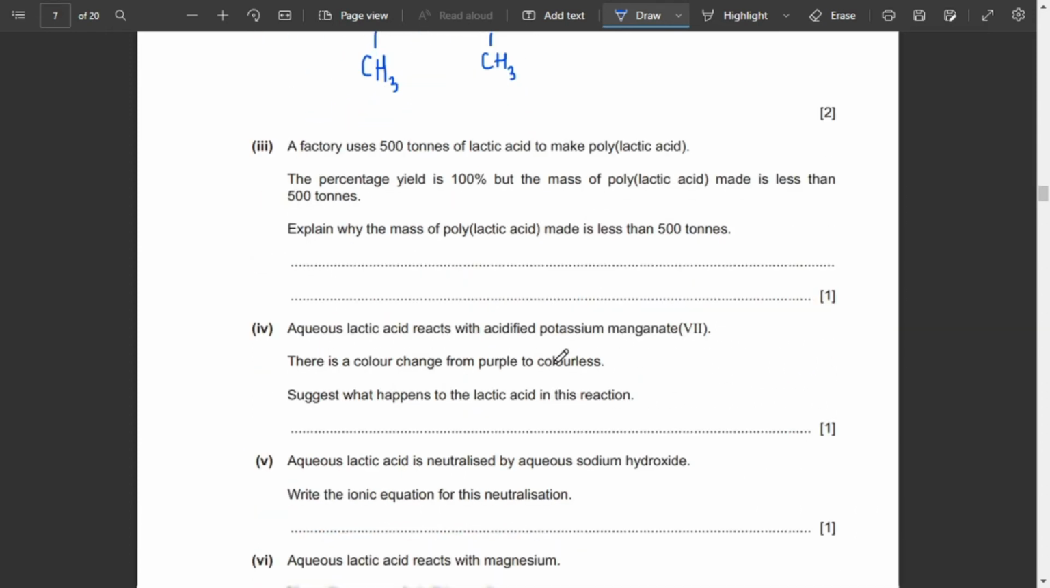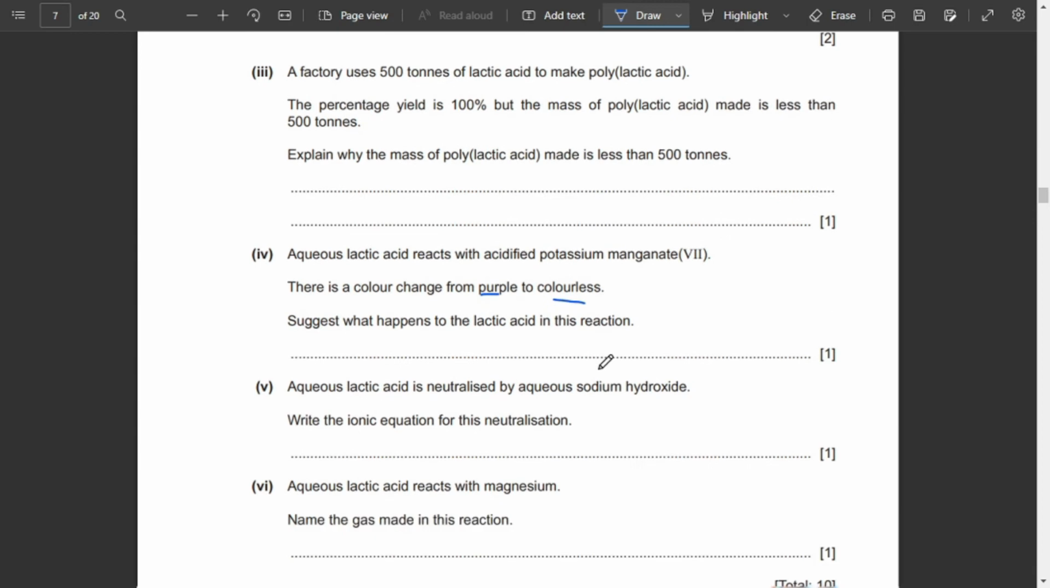Moving on to part 4, aqueous lactic acid reacts with acidified potassium manganate(VII). There is a color change from purple to colorless. Suggest what happens to the lactic acid in this reaction. This is basically an oxidation reaction because we are looking at the change from purple to colorless. So you can write that lactic acid has been oxidized.